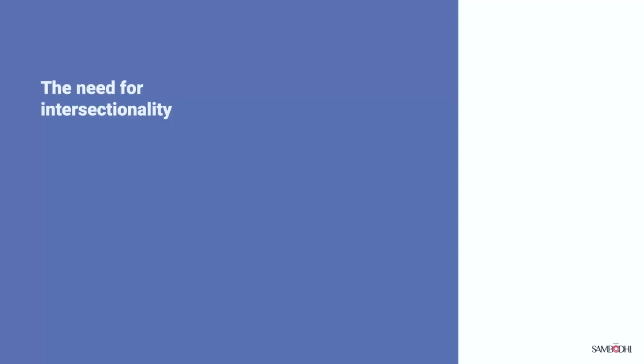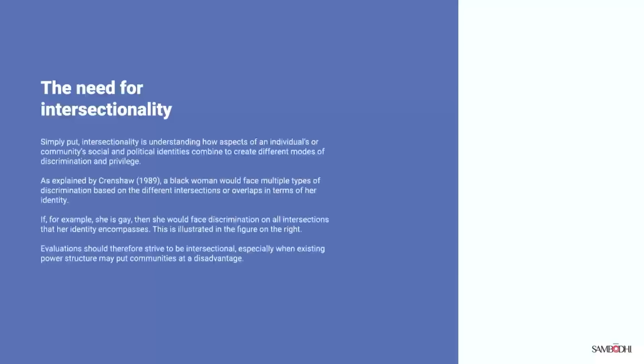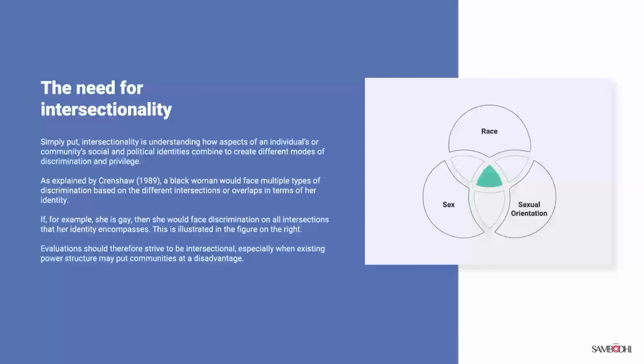What do we mean by the term intersectionality? Simply put, intersectionality is understanding how aspects of an individual's or community's social and political identities combine to create different modes of discrimination and privilege. Let us look at the example given by Crenshaw.